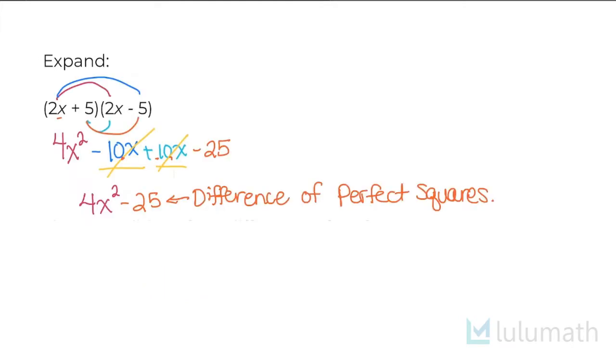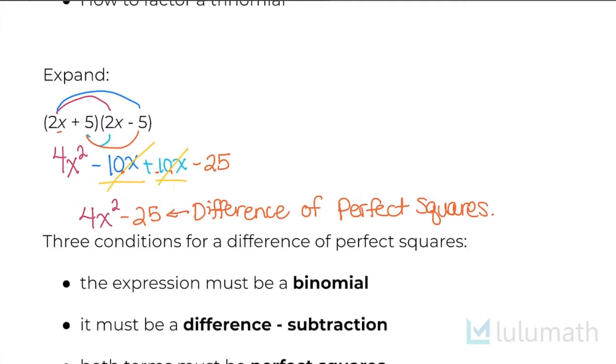So there are 3 conditions or 3 criteria that you need in order to identify if an expression is a difference of perfect squares. The first condition is that the expression has to be a binomial. So just a reminder, binomial means it has 2 terms. So if you look here, the 4x squared is one term and then the negative 25 is the other term.